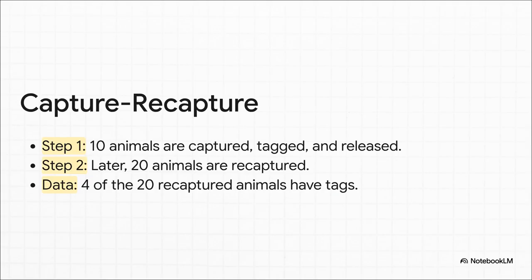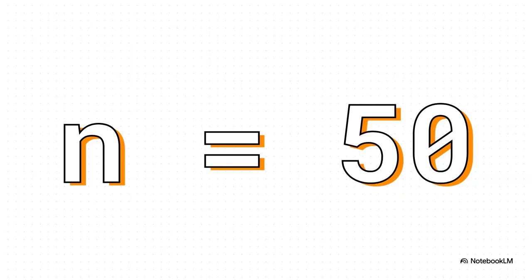Then they go out again and catch a new sample of 20 animals, and in that new sample, they find that 4 of them have tags. So, what's our best guess for the total population? You guessed it, we build a likelihood function. We ask, what total population size would make our result, catching 4 tagged fish out of 20, the most probable outcome? We find the maximum, and it tells us our best estimate for the total population is 50.